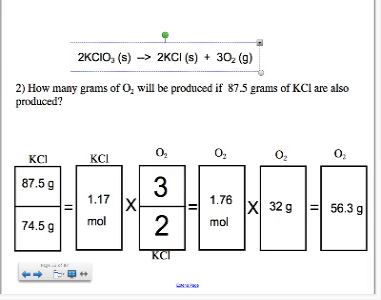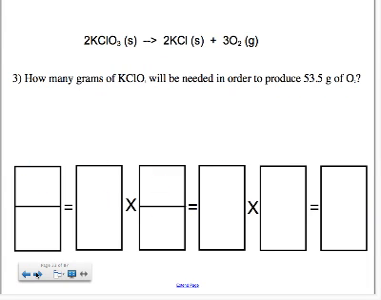56.3 grams of oxygen. How many grams of potassium chlorate will be needed in order to produce 53.5 grams of O2? So even though this question sounds like it's going backwards, you do it the exact same way.